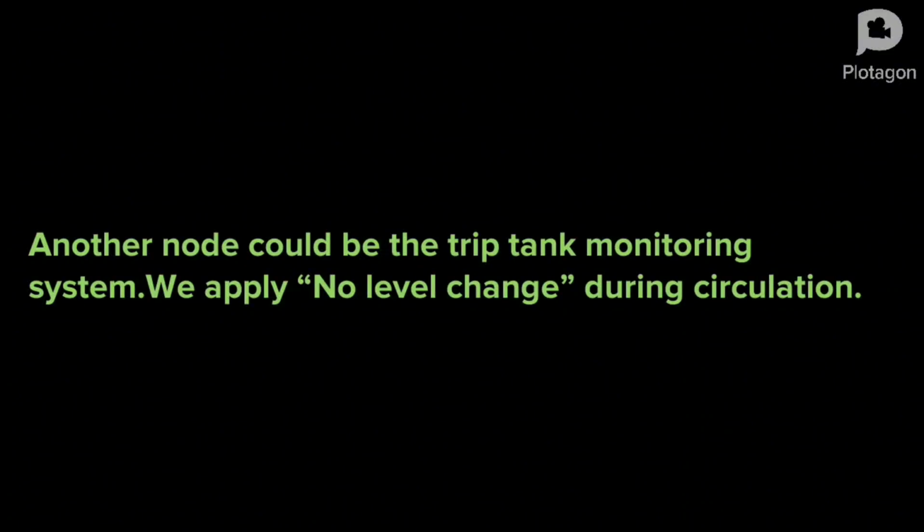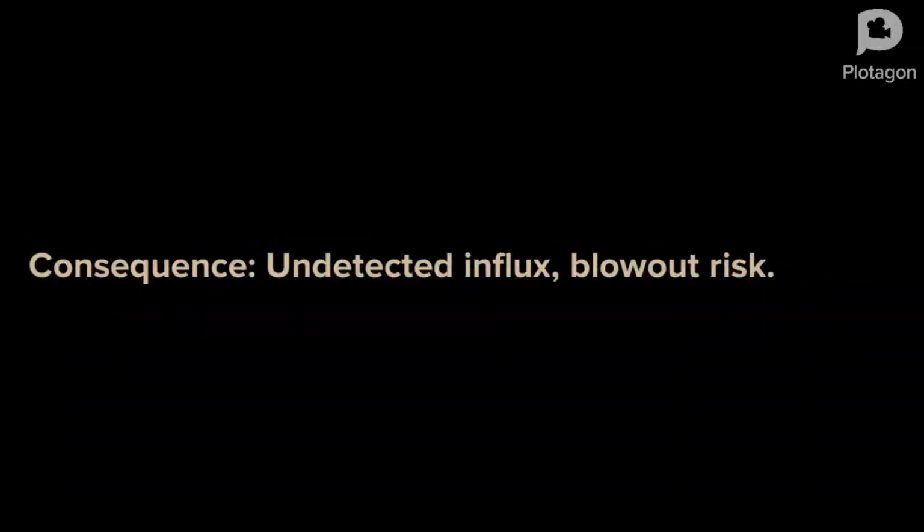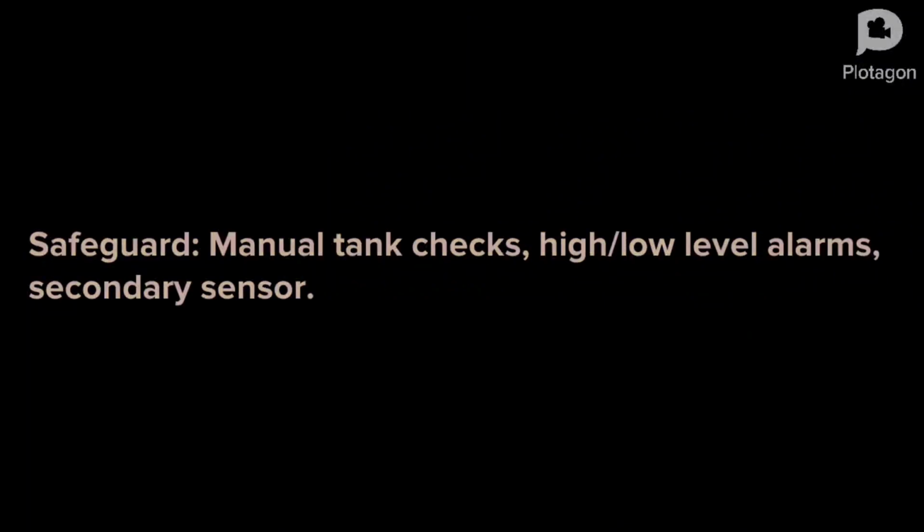Another node could be the trip tank monitoring system. We apply the guideword, no level change, during circulation. Cause: sensor failure, tank overflow, or well taking kick. Consequence: undetected influx, blowout risk. Safeguard: manual tank checks, high and low level alarms, secondary sensor. Action: train foreman on manual monitoring, calibrate sensors weekly.